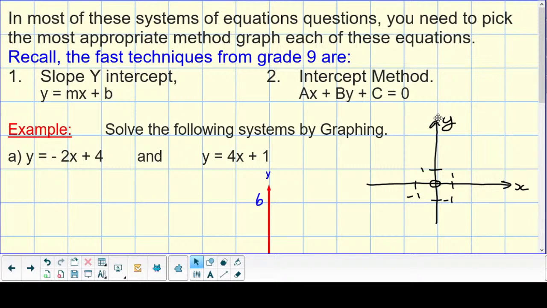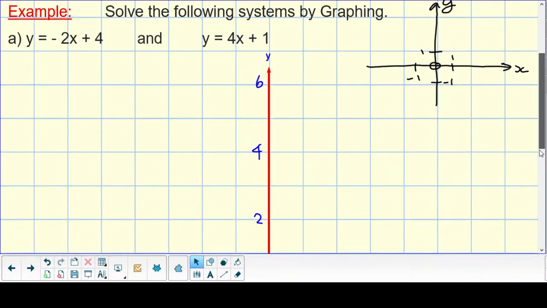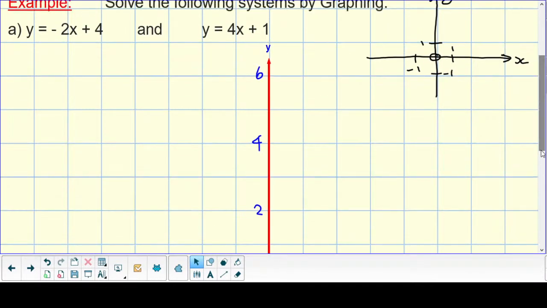Okay, all right, so here's how we're going to do this. I have these two lines, y equals minus 2x plus 4, and y equals 4x plus 1. And we have to graph these.